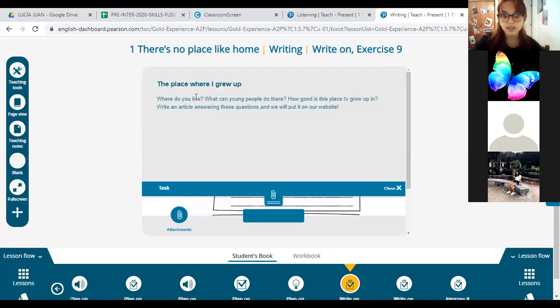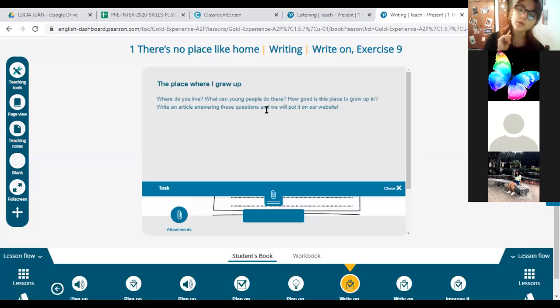So this is the task. You're going to write about the place where I grew up. What does grow up mean? Crecer. Donde creciste. So the place where you were little and then you became older. Where do you live? What can young people do there? How good is this place to grow up in? Write an article answering these questions and we will put it on our website.